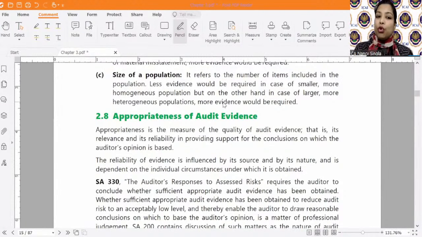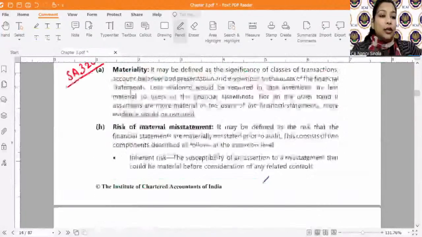Different. So more audit evidence will be required. Students, if you are unable to see the screen, don't worry, just listen to the lecture. I am speaking all the words from the module itself. Okay? So concentrate on the lecture, on what I am saying.